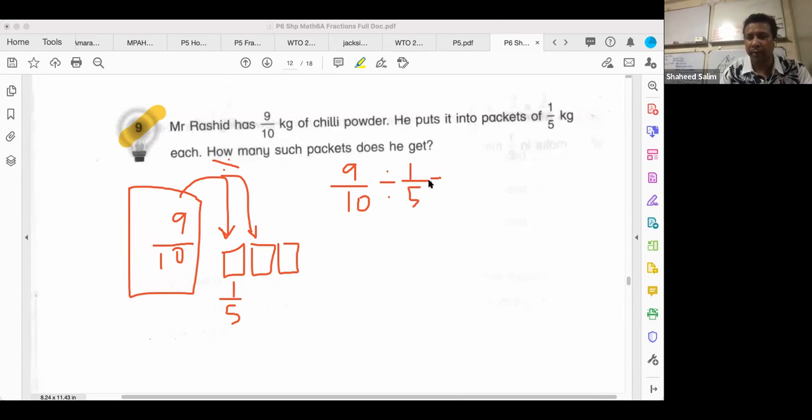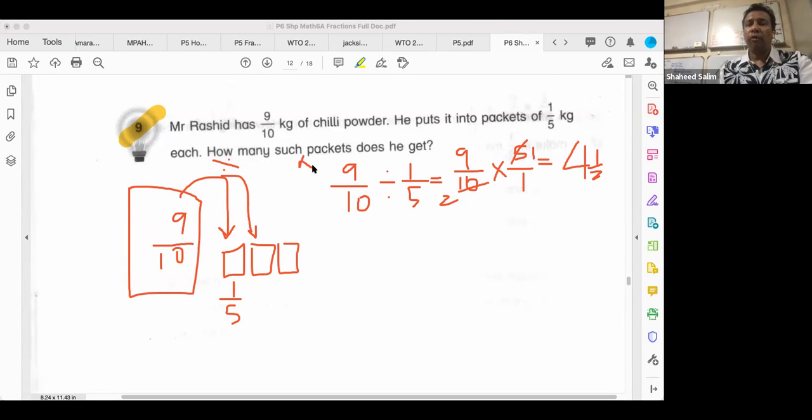So now what happened? Naomi, your answer is correct, but you give it as a mixed number like this. So you do the flip, divide by 5, get 2. Divide by 5, get 1. So it's 9/2, which is 4.5 packets. Sometimes they might ask you like this: how many full packets does he get? If they ask you like that, then you answer not 4.5, the answer is only 4. Or they ask you, what is the remainder? That one is a different question. That one we do another time.